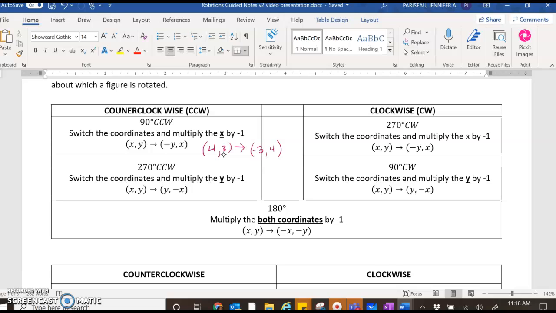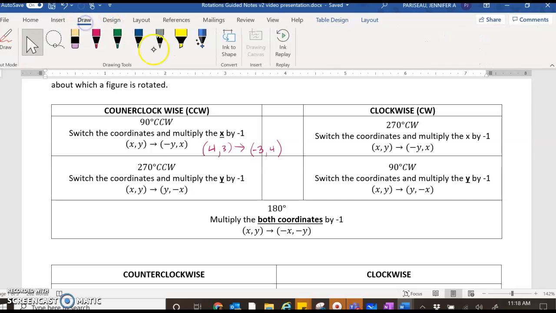It doesn't mean don't take the opposite of whatever this Y is. I mean, it does, but it's when it's in its new position. And we also saw that 90 degrees counterclockwise was the same as 270 clockwise. So my advice to you is to pick one. I tend to just focus on the 90s.